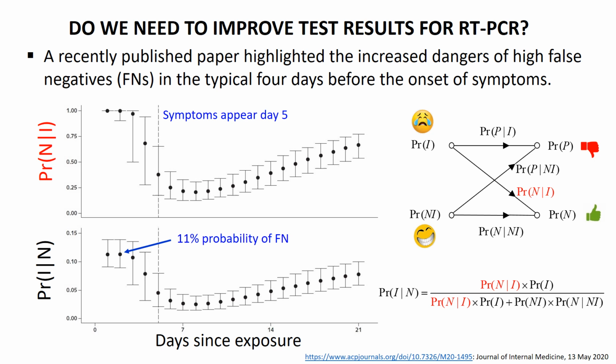However, you can see that in the 4 days before symptoms appear, you have 11% probability going down to 5% on day 5, of experiencing a false negative if you test negative. That means you can go in and test negative and be released. That means 10 out of 100 people who have that experience will actually be infected and will go on to infect others. So that's quite a serious issue.